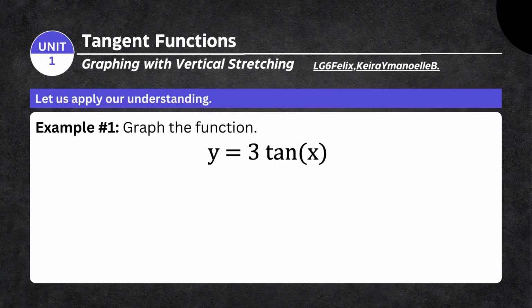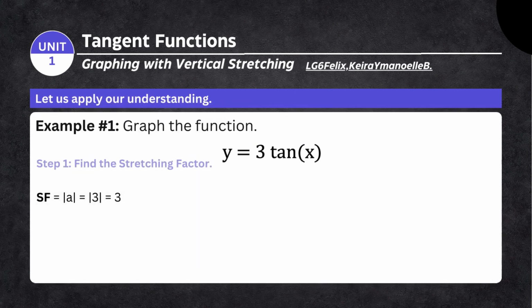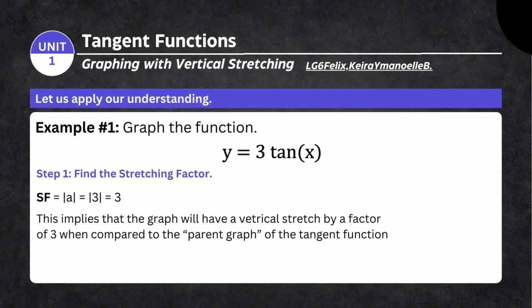Now is the time to apply our understanding. Let us graph the function y is equal to 3 times the tangent of the quantity x. Step 1 is to find the vertical stretching factor. In our function, we can clearly see that 3 is our a when compared to the standard equation of the tangent function, which is y is equal to a times the tangent of the quantity bx. This means that our graph will have a vertical stretch by a factor of 3.